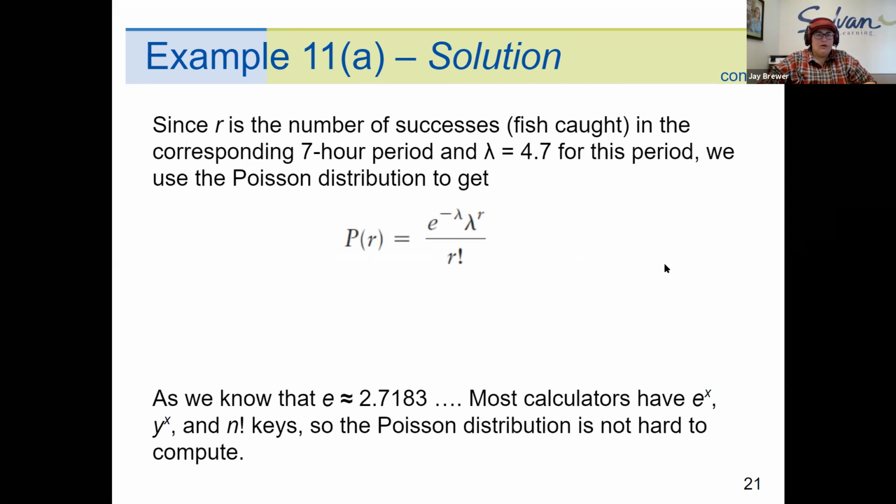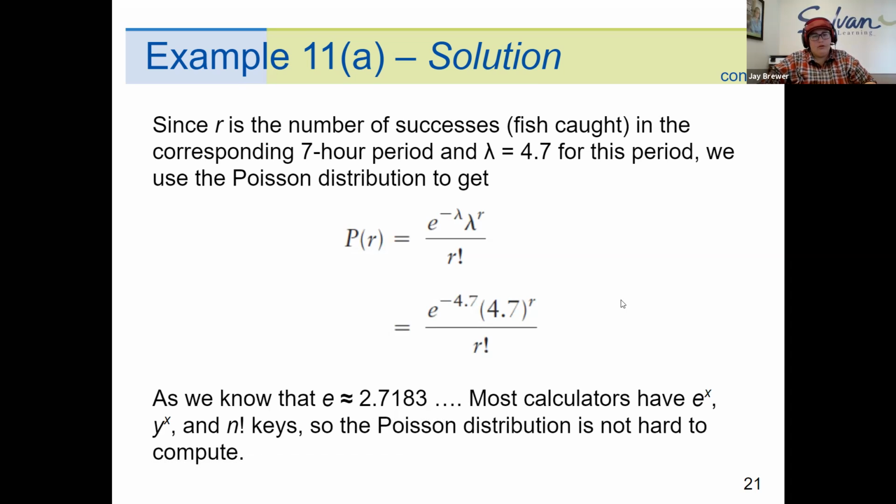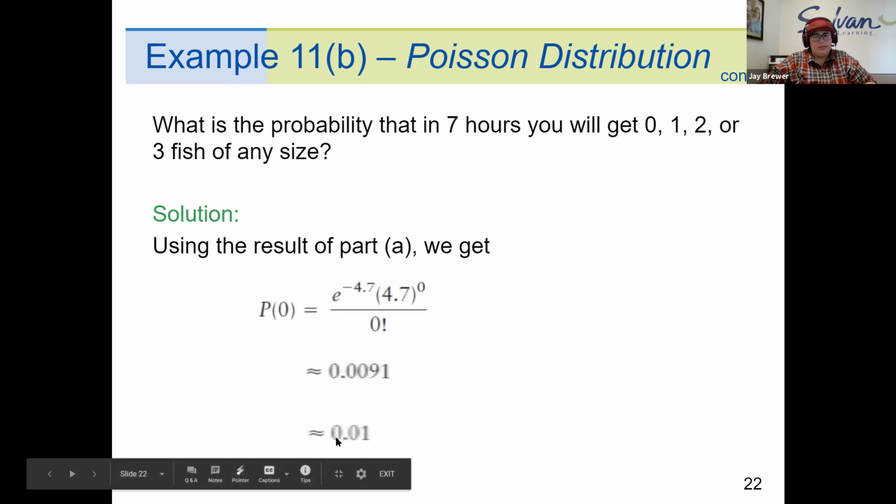Then you're going to just go ahead and plug in. Again, they give you this approximation. You could just use the E on your calculator. It will work just as fine. Then you have to plug in the different options here for R. So you will end up with multiple probabilities. So the first one for part A, you'll get probability of 0 is going to be 0.01.